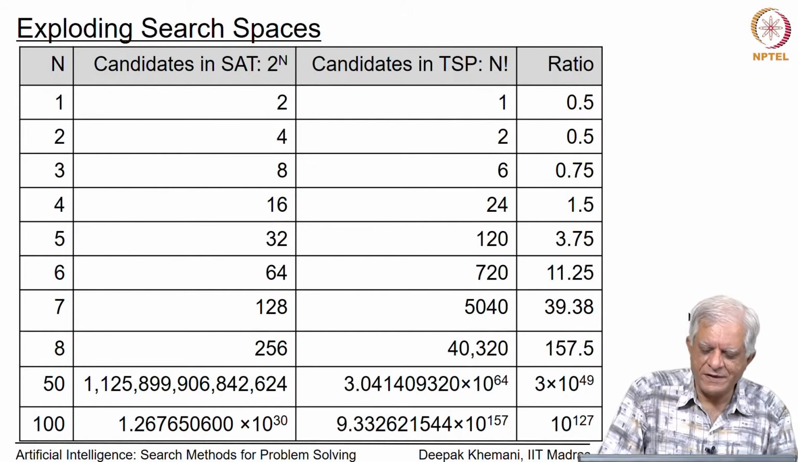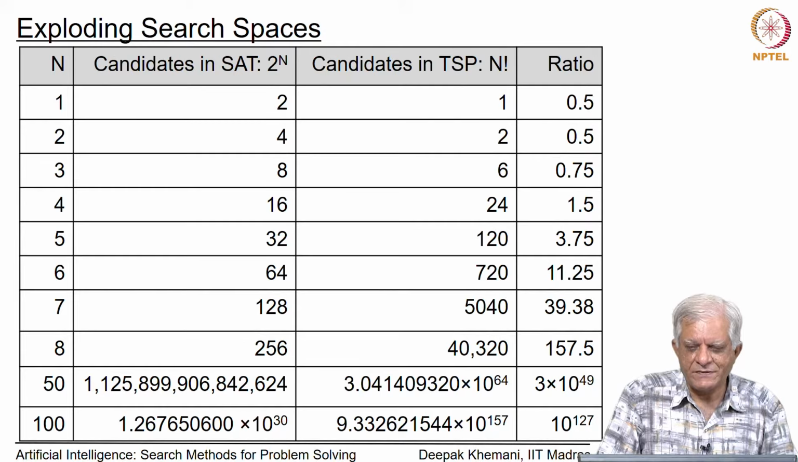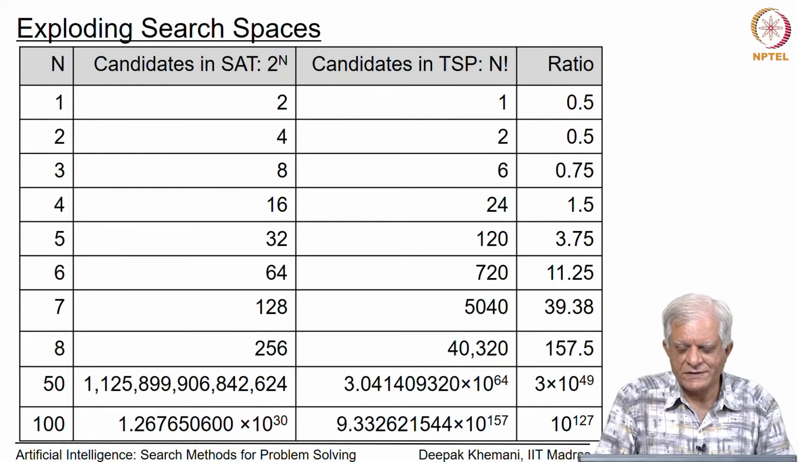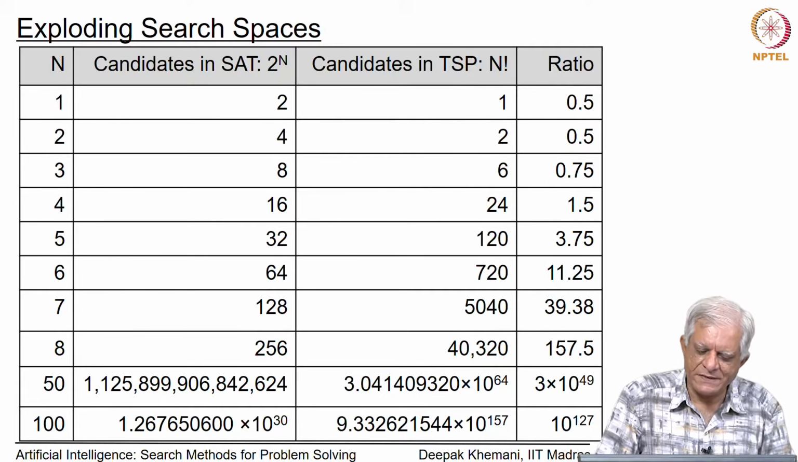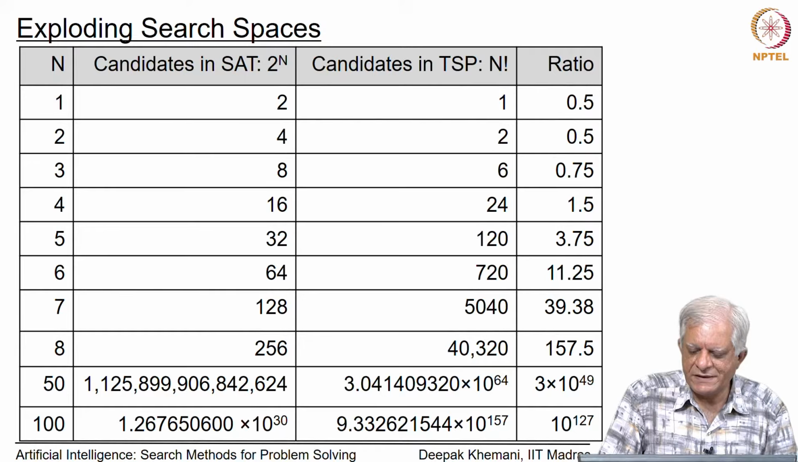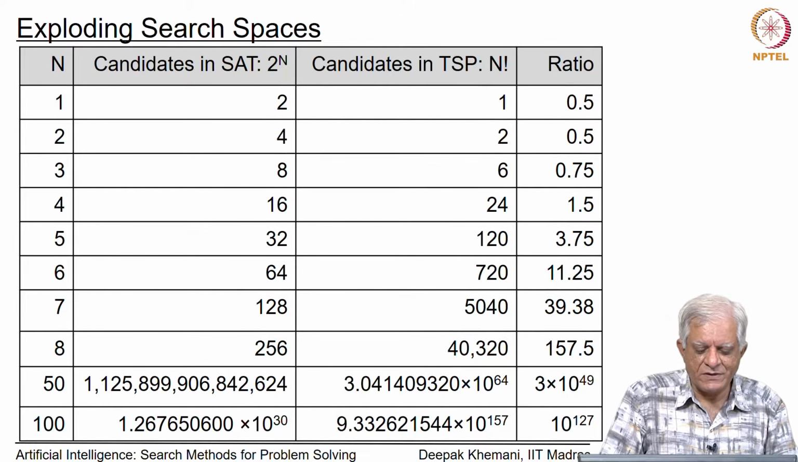N is the number of variables in the case of SAT, and it is the number of cities in the case of TSP. So, we have the second column showing the size of the SAT search space, the third column showing the size of the TSP search space, and the fourth column gives you an idea of how much more TSP is as compared to SAT. Initially the TSP grows a little bit slower, while SAT goes exponentially: it starts off with a value of 2, then 4, then 8, and doubles every time we add a variable, because the number of rows in the table for SAT would double.